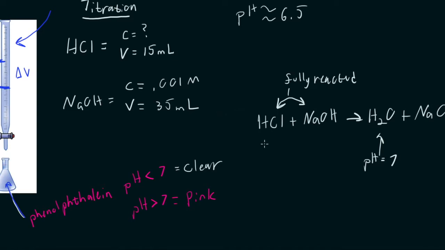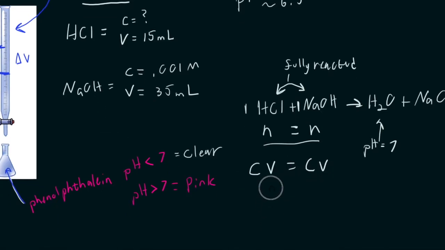And so with that in mind, since this is a 1-to-1 ratio, the number of moles of my hydrochloric acid will be equal to the number of moles of my sodium hydroxide. And so that's what we're looking for in a titration. We're looking for a point where we know that these two moles are equal. And at that point, I can say the concentration times the volume of my hydrochloric acid will be equal to the concentration times the volume of my sodium hydroxide.